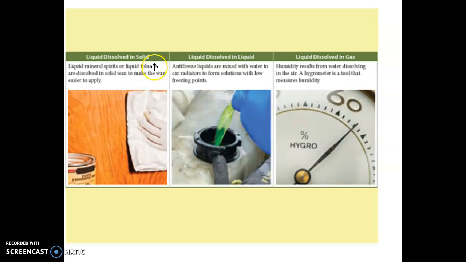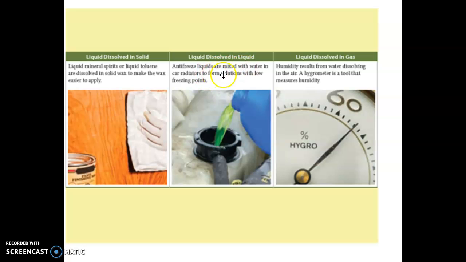This is where you would put, for example, a liquid toluene in wax to make sure the wax is able to apply. This happens a lot, maybe if you helped your parents or somebody you know who does a lot of woodworking. It's used quite a bit to make sure you have a seal on top of usually furniture or, let's say, wooden stairs. It's a liquid toluene that's used for the solid wax. So the wax is actually the solvent in that case.